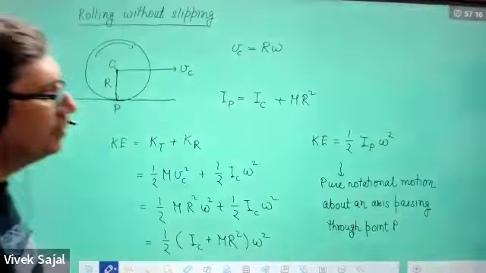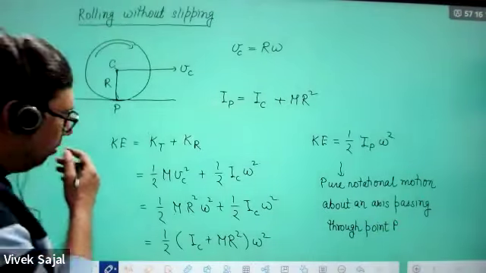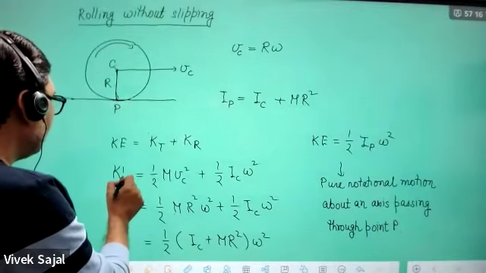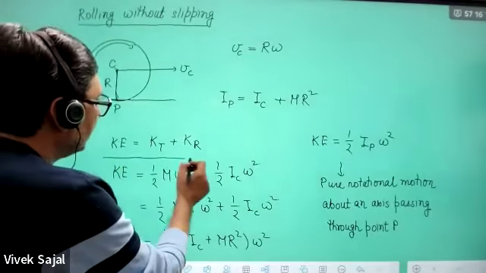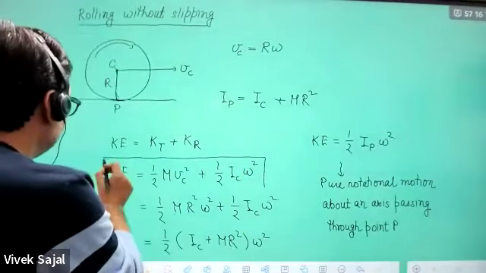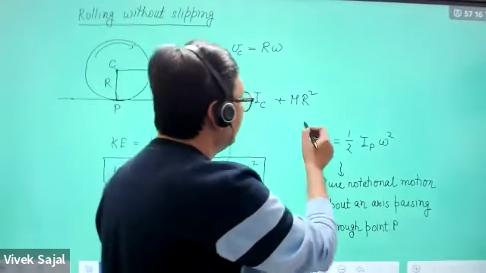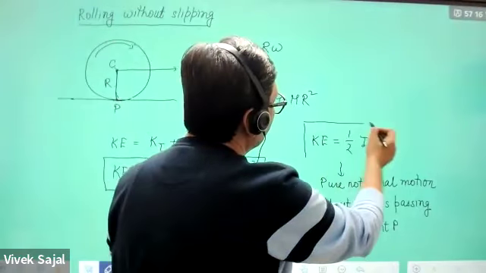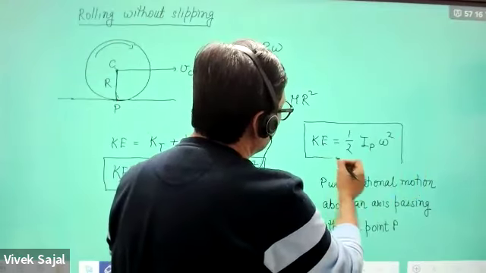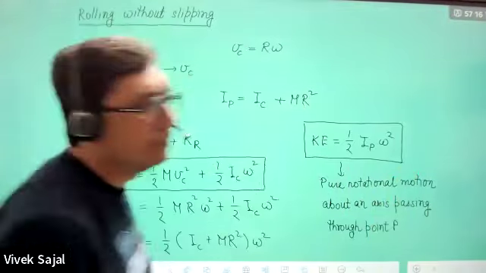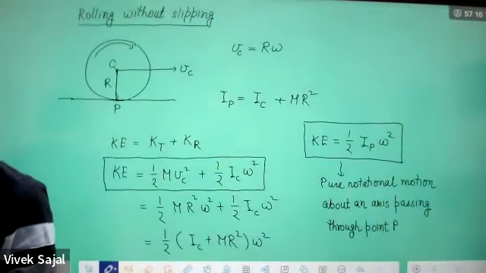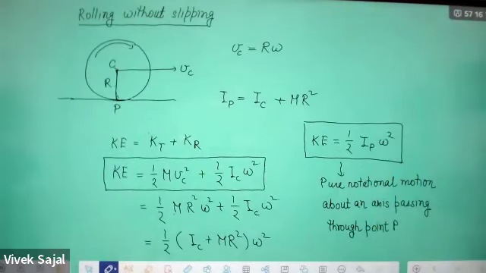So you can not only use this formula, there is no problem with this, but you can also use this one. Sometimes you are going to find that they are using the word pure rolling. That's the reason why they are using the word pure rolling. Is it clear, beta?